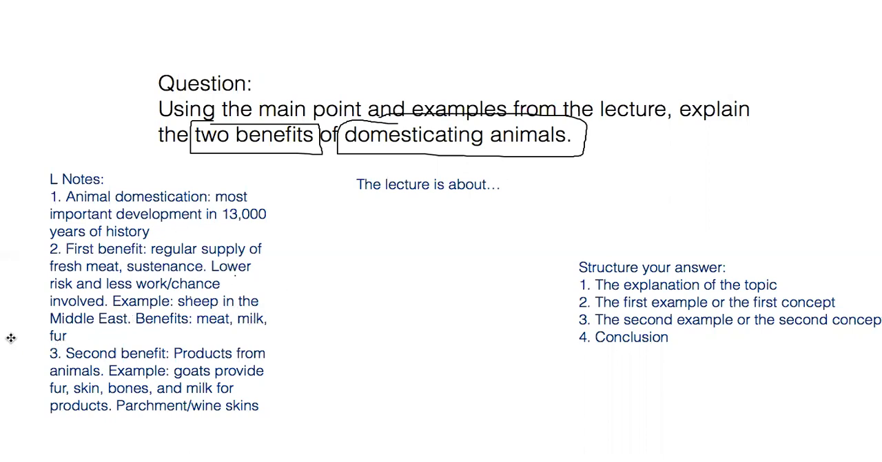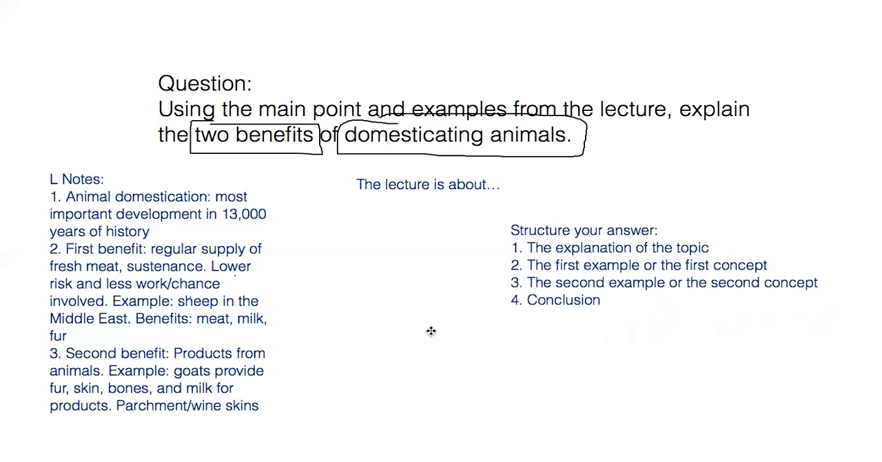Then he goes into discussing the second benefit, what products animals provide. So goats provide milk and they can be eaten. However, they also provide products. Their fur, skin, and bones can be used to create things. And for a time, their hide was largely and widely used as parchment or wineskins all across a large area, so they were very useful in that way as well. So how can you structure the answer when you get to that part of the test?